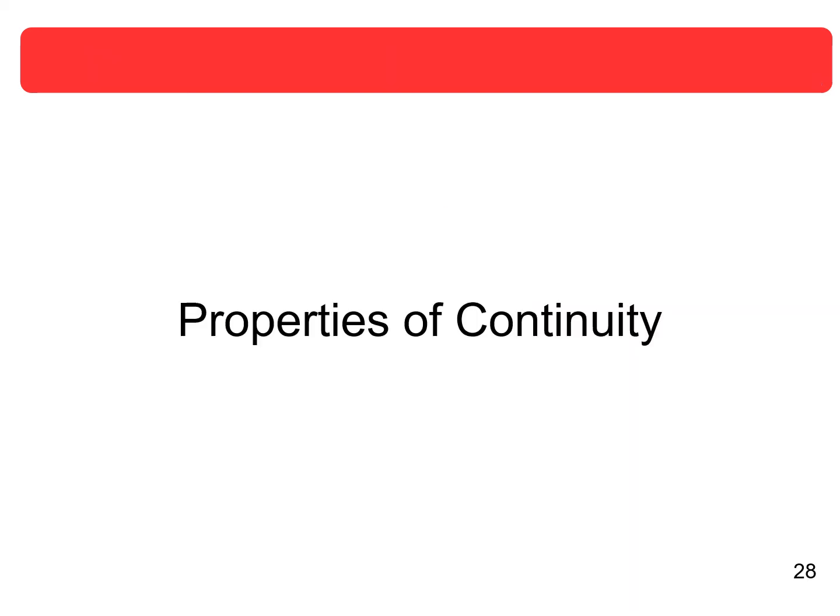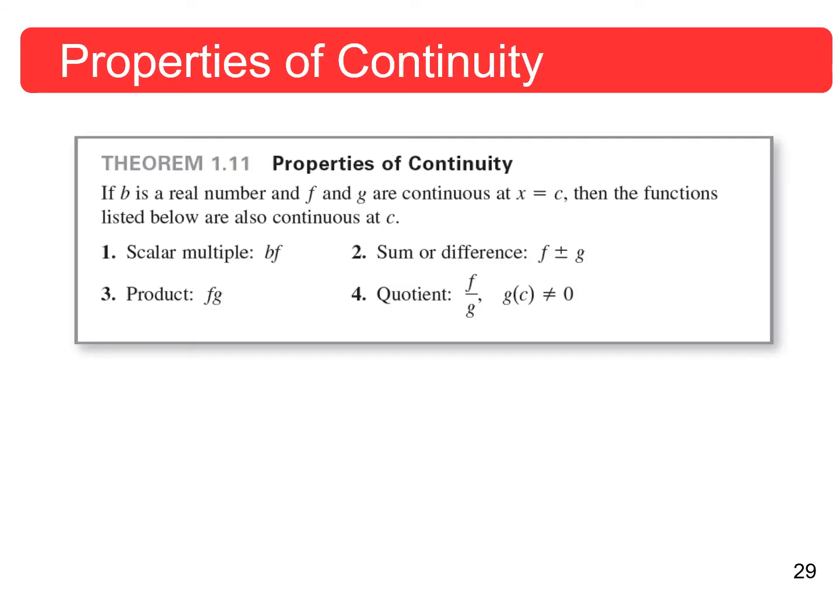Next, we discuss the properties of continuity. Consider this theorem here. If b is a real number and f and g are continuous at x equals c, then the functions listed below are also continuous at c.